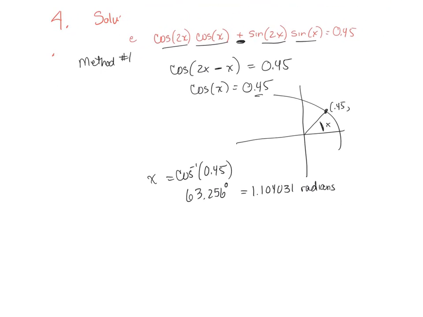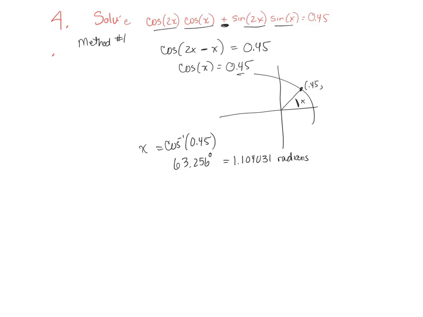So we need to find the other one between 0 to 2 pi. So for a positive x value, it is right here. Now, this is a positive 63.256 degrees. This one is going to be 360 degrees minus 63.256 degrees. Because remember, we got to go all the way around this way, and it's 360 degrees minus that angle. But again, we don't want the answer in degrees, we want the answer in radians.